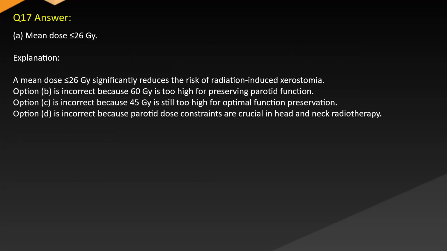Answer: A. Mean dose 26 Gy. Explanation: mean dose 26 Gy significantly reduces the risk of radiation-induced xerostomia. Option B is incorrect because 60 Gy is too high for preserving parotid function. Option C is incorrect because 45 Gy is still too high for optimal function preservation. Option D is incorrect because parotid dose constraints are crucial in head and neck radiotherapy.